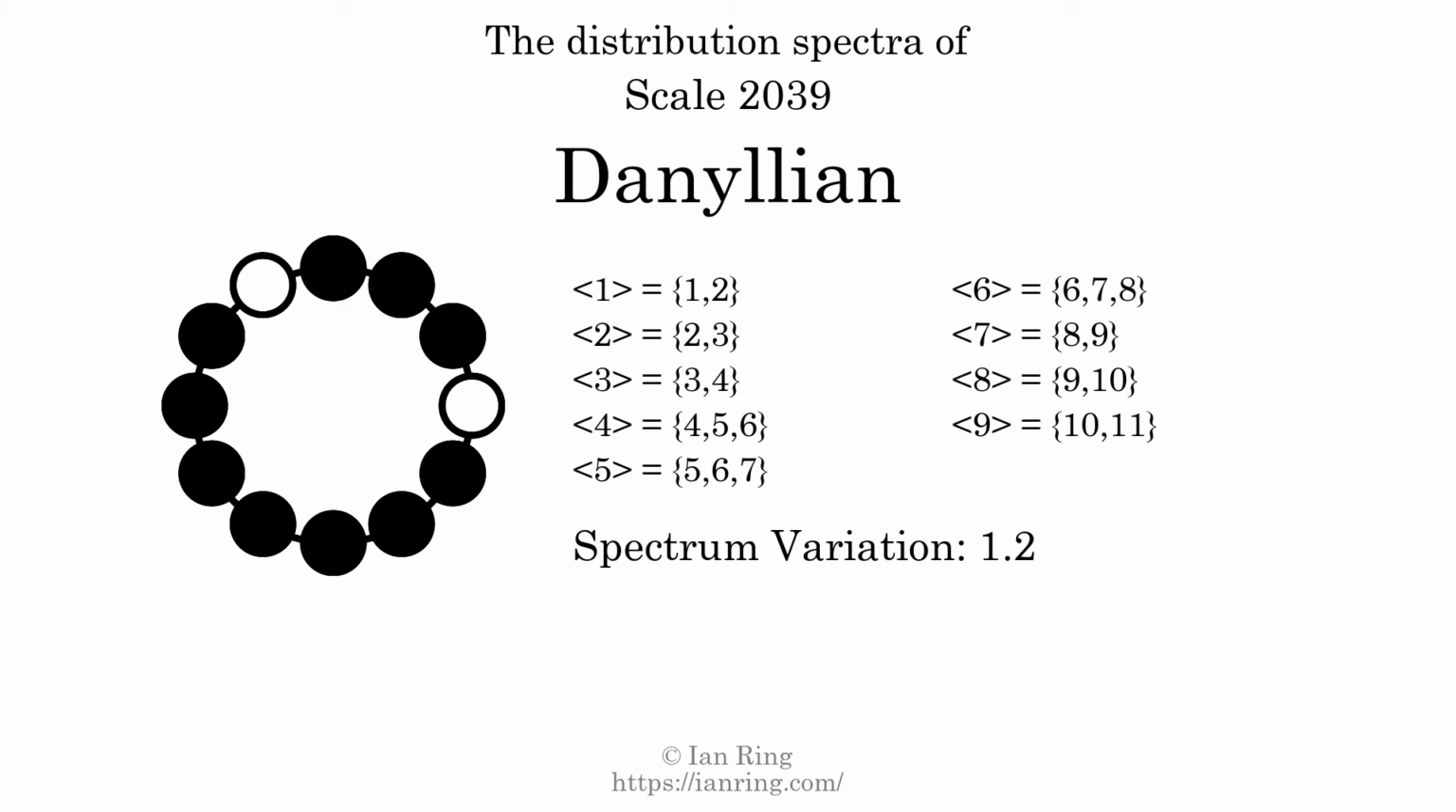The spectrum variation of this scale is 1.2. Since the variation is greater than 0, this indicates that the scale is not perfectly even. The highest spectrum width is 2. Since this is greater than 1, we know that this scale is not maximally even.